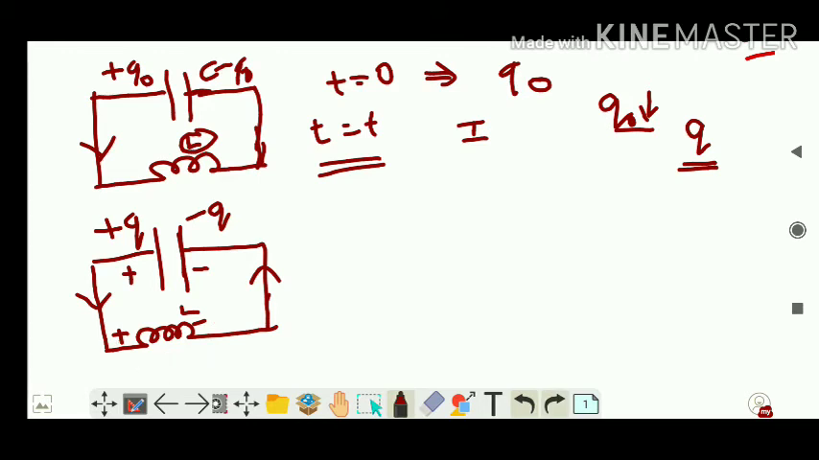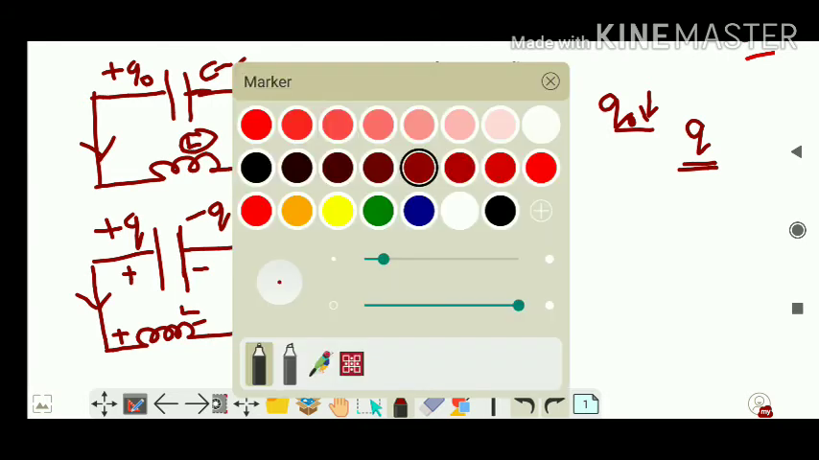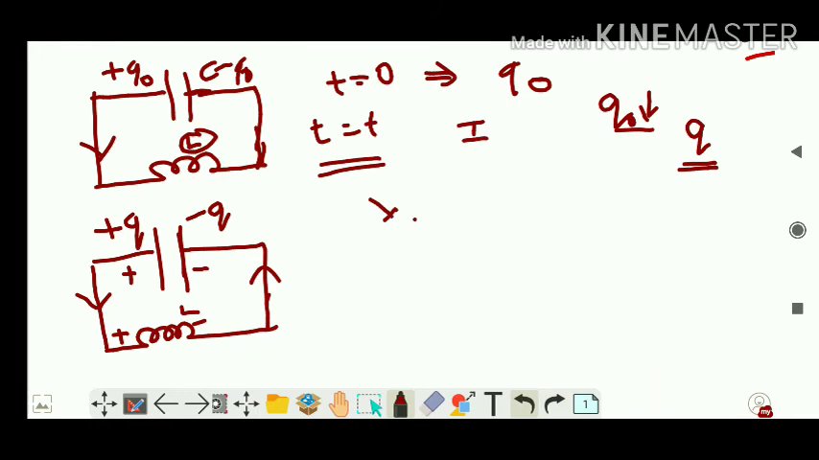Right, now a potential drop is there in the capacitor. Let's name that potential drop as Vc. How will I write Vc? It is Q by C. Now there will be potential drop in inductor, that is VL. I will write it as L di by dt.